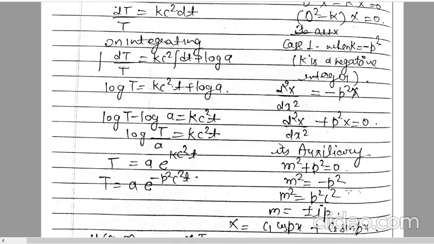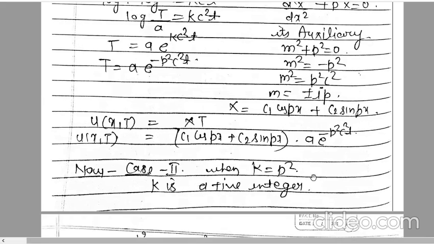m² is equal to minus p², and minus one is always i². So m² is equal to p² i², so m is equal to plus minus ip, right? So we can see here that our roots are imaginary. For imaginary roots, we have a solution of the type X is equal to c1 cos px plus c2 sin px, right? Now we have both solutions X and T. So u(x,t) is equal to (c1 cos px plus c2 sin px) into a e to the power of this function, right?